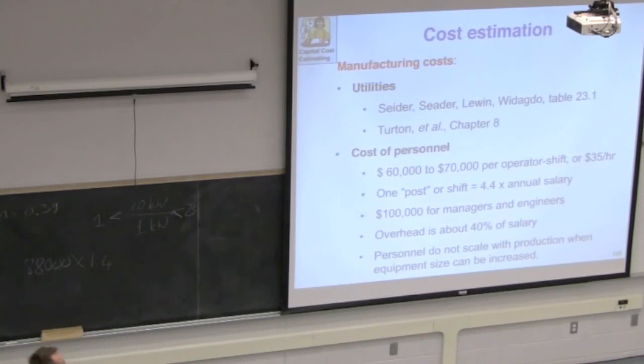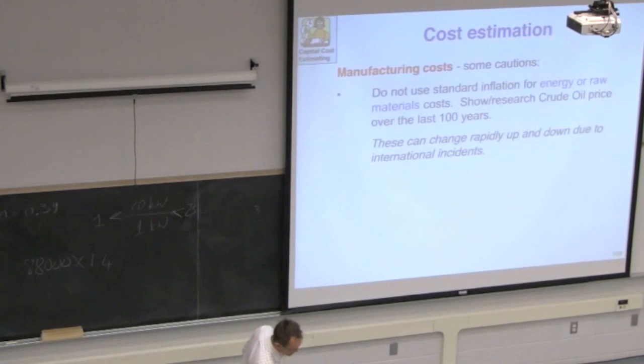There are other costs here that we need to consider. Utility costs: steam, water, electricity, those you can look up. I'm not going to print them in here. There's a whole list in these tables from those textbooks. One thing when it comes to utility costs is do not consider the crude oil price when you're trying to estimate the cost of energy.